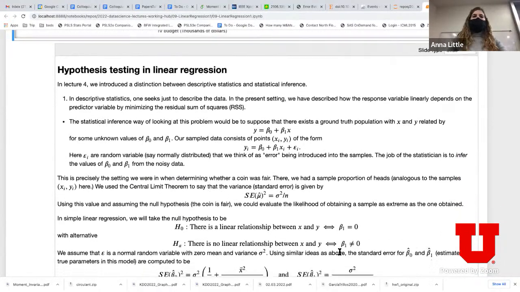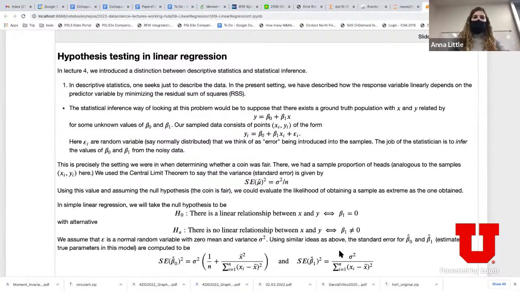Now let's talk a little bit about hypothesis testing in linear regression. This is going back to a distinction that we've made before between descriptive and inferential statistics. In descriptive statistics, we're just computing quantities that summarize or characterize the data. And when we compute a line of best fit, that's really what we're doing: what is the beta 0 and the beta 1 that minimize this quantity? That's just some computation that we can do from our data set.